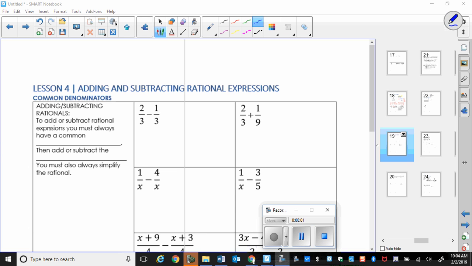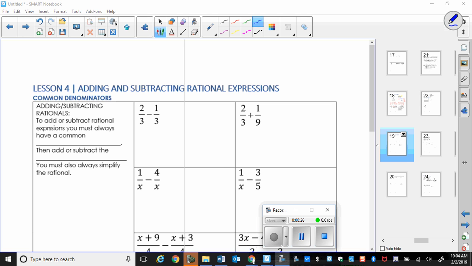This is the lesson portion on adding and subtracting rational expressions. We reviewed how to do this concept. It's a fourth or fifth grade concept of adding and subtracting fractions. At the beginning of the unit, we also reviewed it right before this lesson, so we're going to do it within the lesson as well.